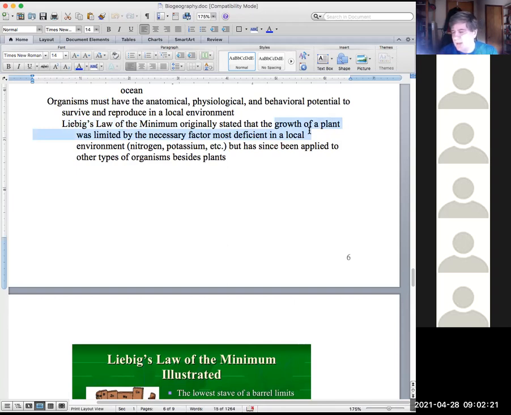Now, the necessary factors are what the plant needs to grow. The necessary factor that's most deficient in a local environment could be nitrogen, it could be potassium, it could be sulfur, it could be phosphorus. Since this law was proposed, it's been applied to organisms other than plants, but it's definitely easiest to see in plants.